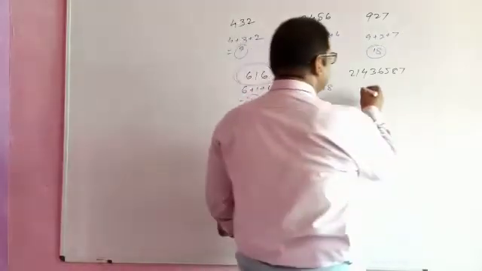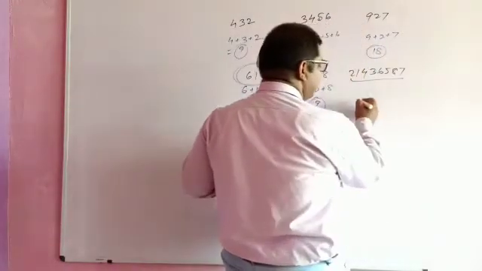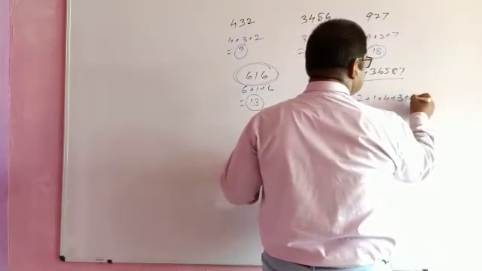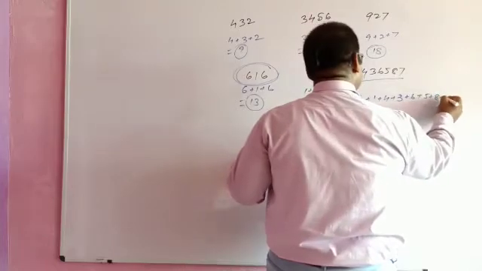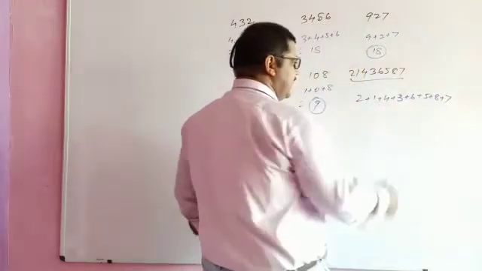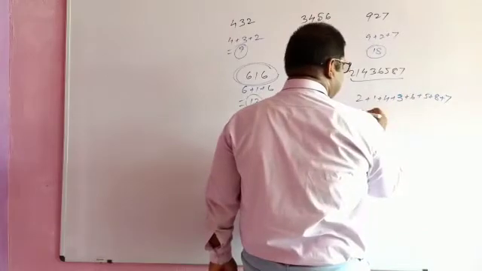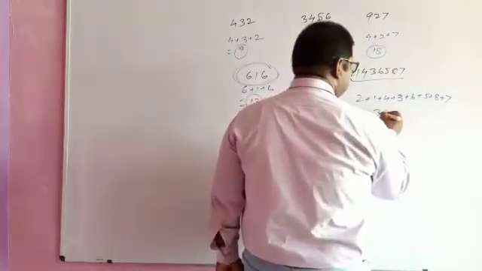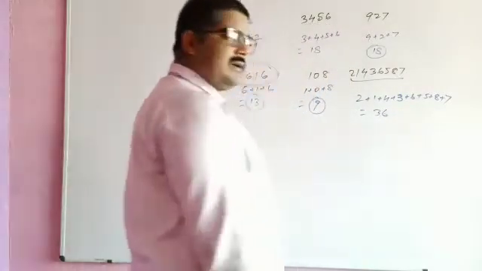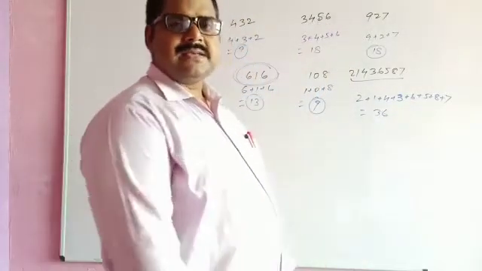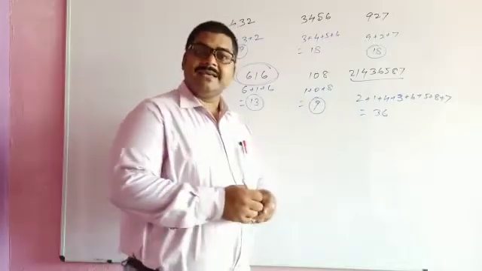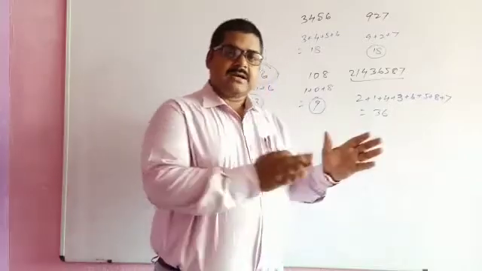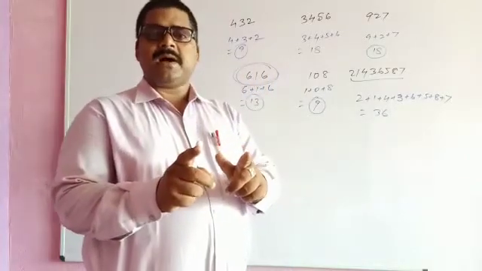In the third question, you can see the number is given: 2 plus 1 plus 4 plus 3 plus 6 plus 5 plus 8 plus 7. My dear students, if you add all these digits of the given number, the sum is equal to 36. And you know that 36 is exactly divisible by 9, and this is why the number must be divisible by 9.